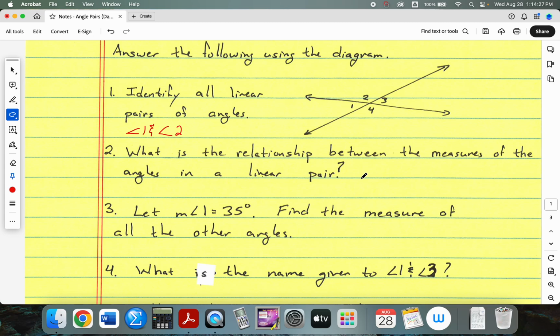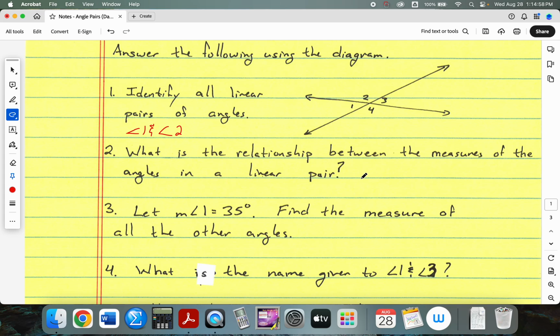So, the other three are angles 2 and 3, angle 3 and 4, and angle 1 and 4. Those are all linear pairs. So, what's the relationship between the measures of the angles in a linear pair? Yes, they equal 180. So each one of them equals 180? That's not what you mean. What do you mean? Together, two of them equal 180. Together how? You were on the right track.